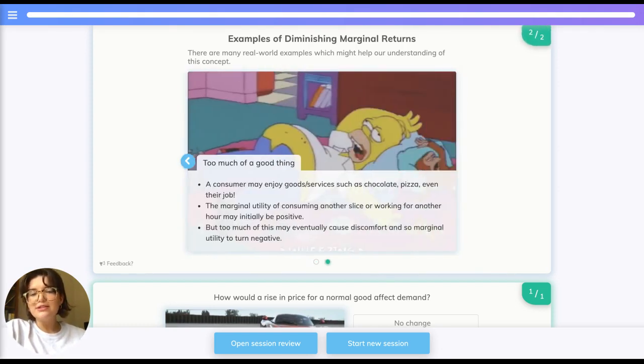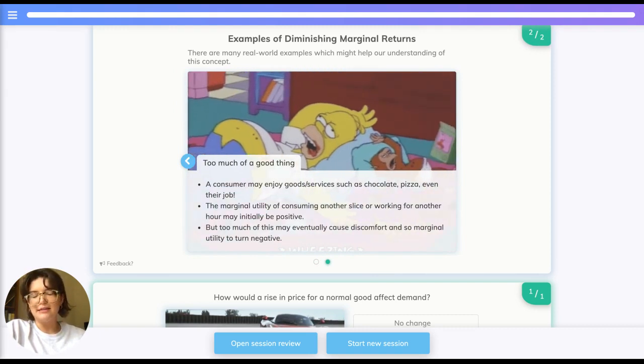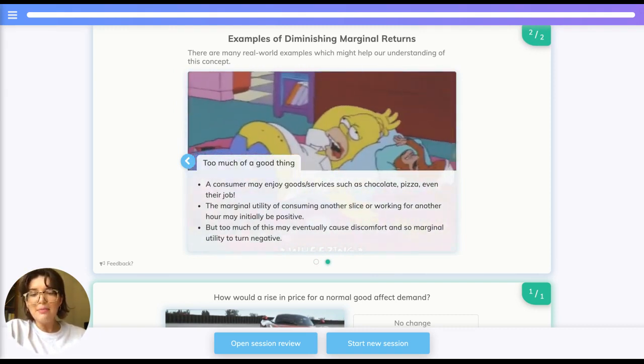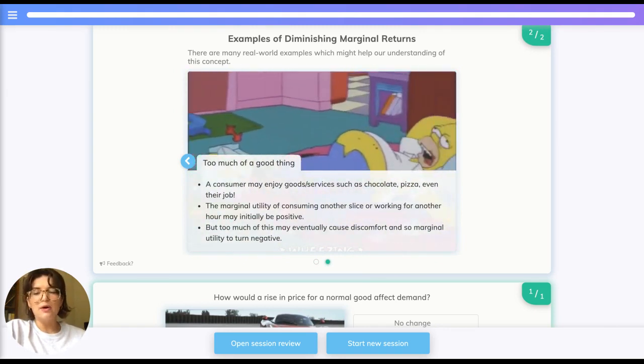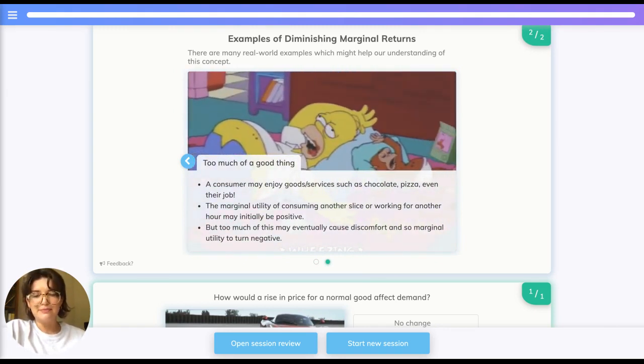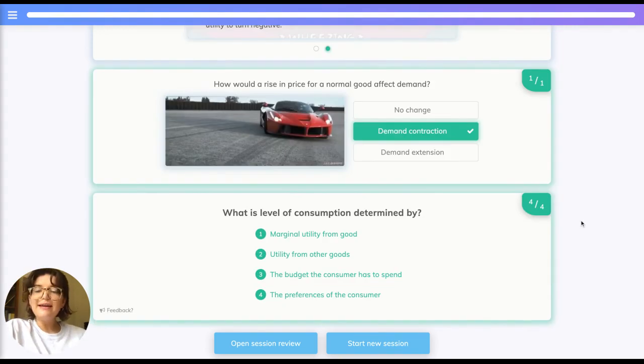A consumer may enjoy goods and services such as chocolate or pizza or perhaps your job, and the marginal utility of consuming another slice or working for another hour may initially be positive. But too much of this may eventually cause discomfort, and so marginal utility turns negative. So finally, let's reiterate how the level of consumption can be determined by different factors. These factors could be the marginal utility of a good, utility of other goods, the budget the consumer has to spend, so that's the ability to pay, and the preferences of the consumer, which is your willingness to pay.